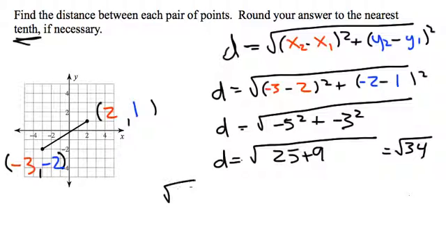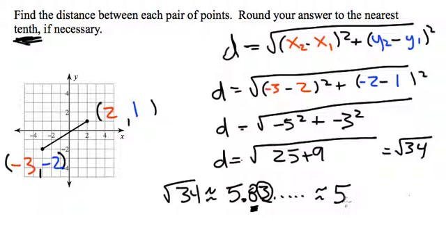Now again, it's asking me to round my answer to the nearest tenth if necessary, so I know the square root of 34 is about equal to, if I just put it into a calculator, 5.83 and it goes on forever. And so if I'm going to round to my nearest tenth, that tells me this is my tenths place, and this digit right here is 4 or less, so it's going to round to 5.8 is my final answer.